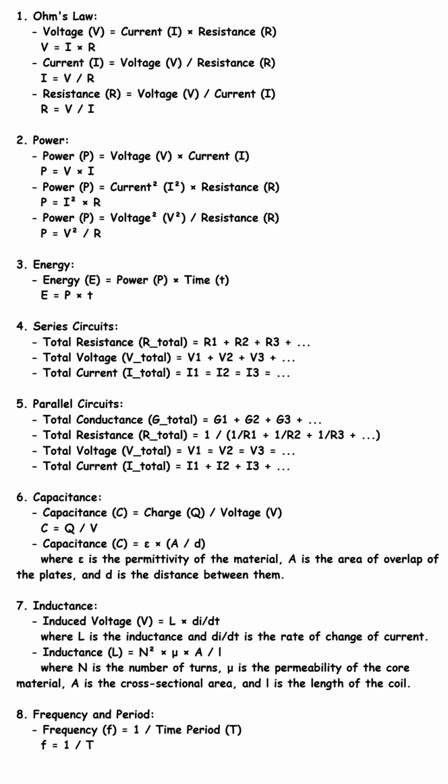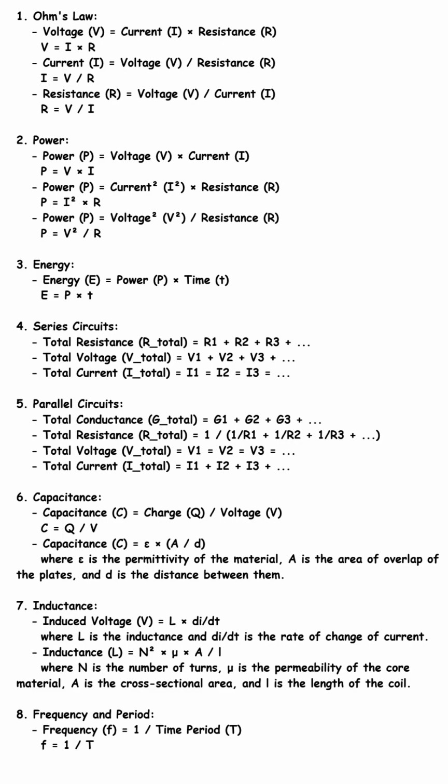Next, we move to power formulas, which tell us how much electrical energy is being used or produced per unit time. The basic formula is power P equals voltage times current, or P equals V times I. But power can also be calculated in two more ways. Using current and resistance, we get P equals I squared times R, and using voltage and resistance, we get P equals V squared divided by R.